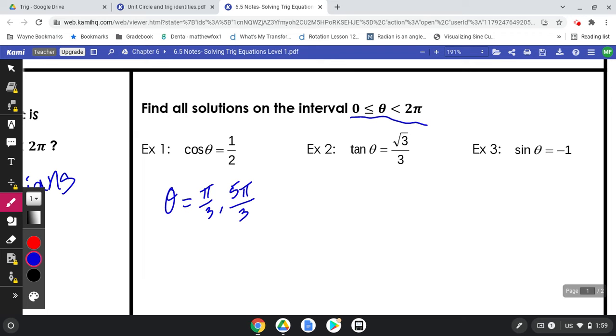Okay, your next one, tangent of theta equals square root of 3 over 3. I'm not going to show you guys, but just find where tangent is square root of 3 over 3. That occurs at pi over 6 and at 7 pi over 6. And our final one, where is sine of theta equal to -1? So where is the y value equal to -1? That only actually occurs at one spot, at 3 pi over 2. Remember, when sine is -1 or 1, when cosine is -1 or 1, those are the two spots where you only have one answer.